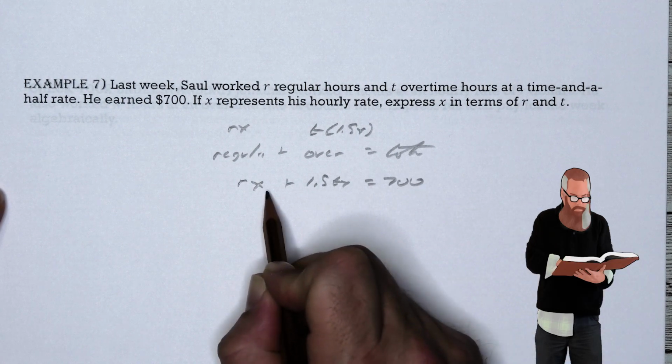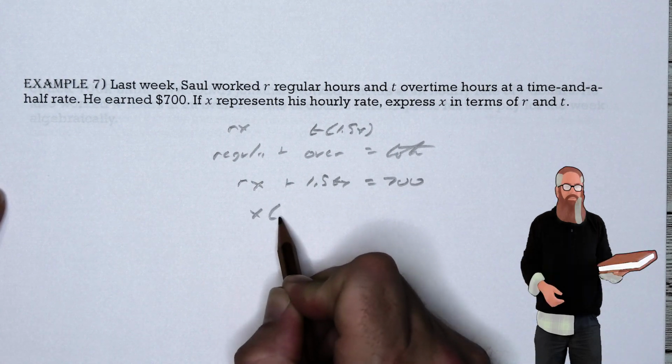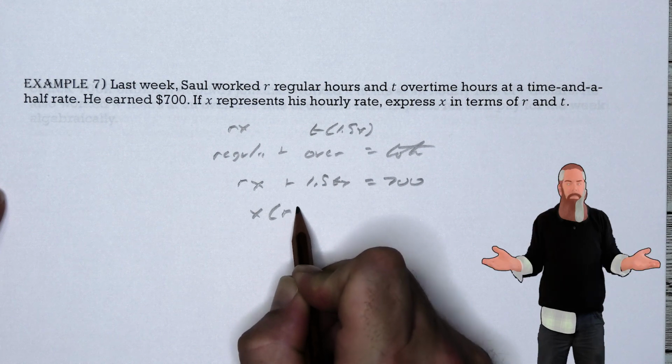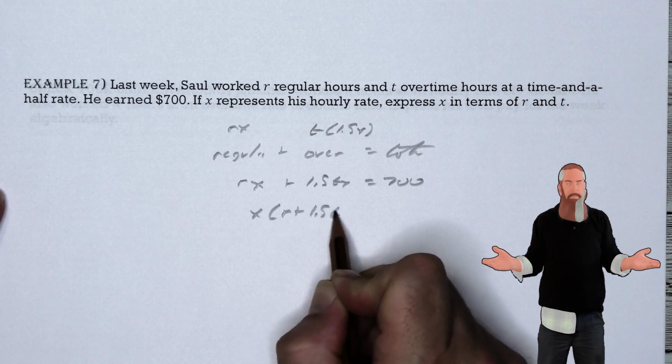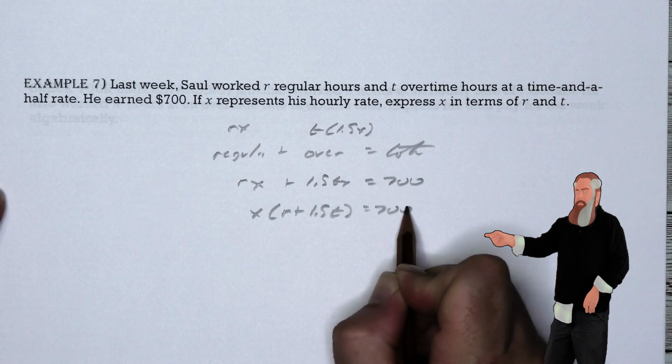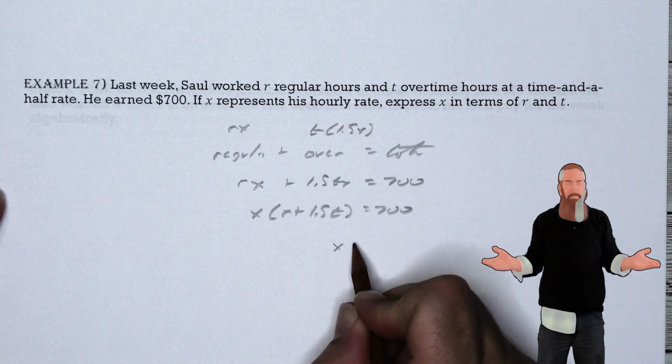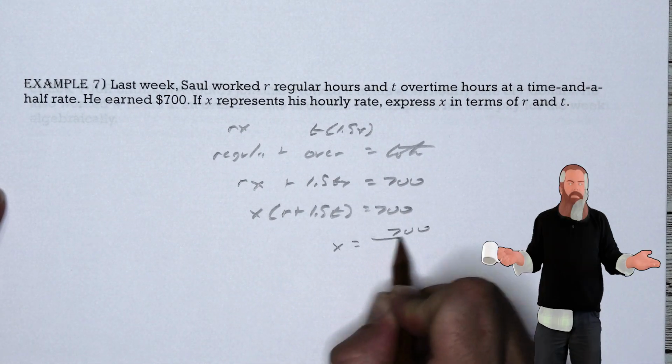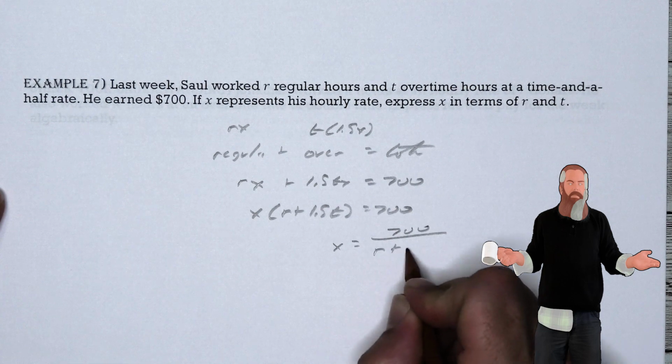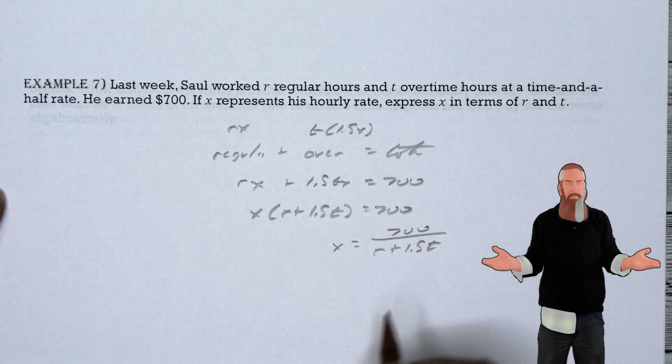We can factor out the X that they have in common, giving us X times the sum of R and 1.5 T. This is equal to 700. So X would be equal to 700 divided by R plus 1.5 T.